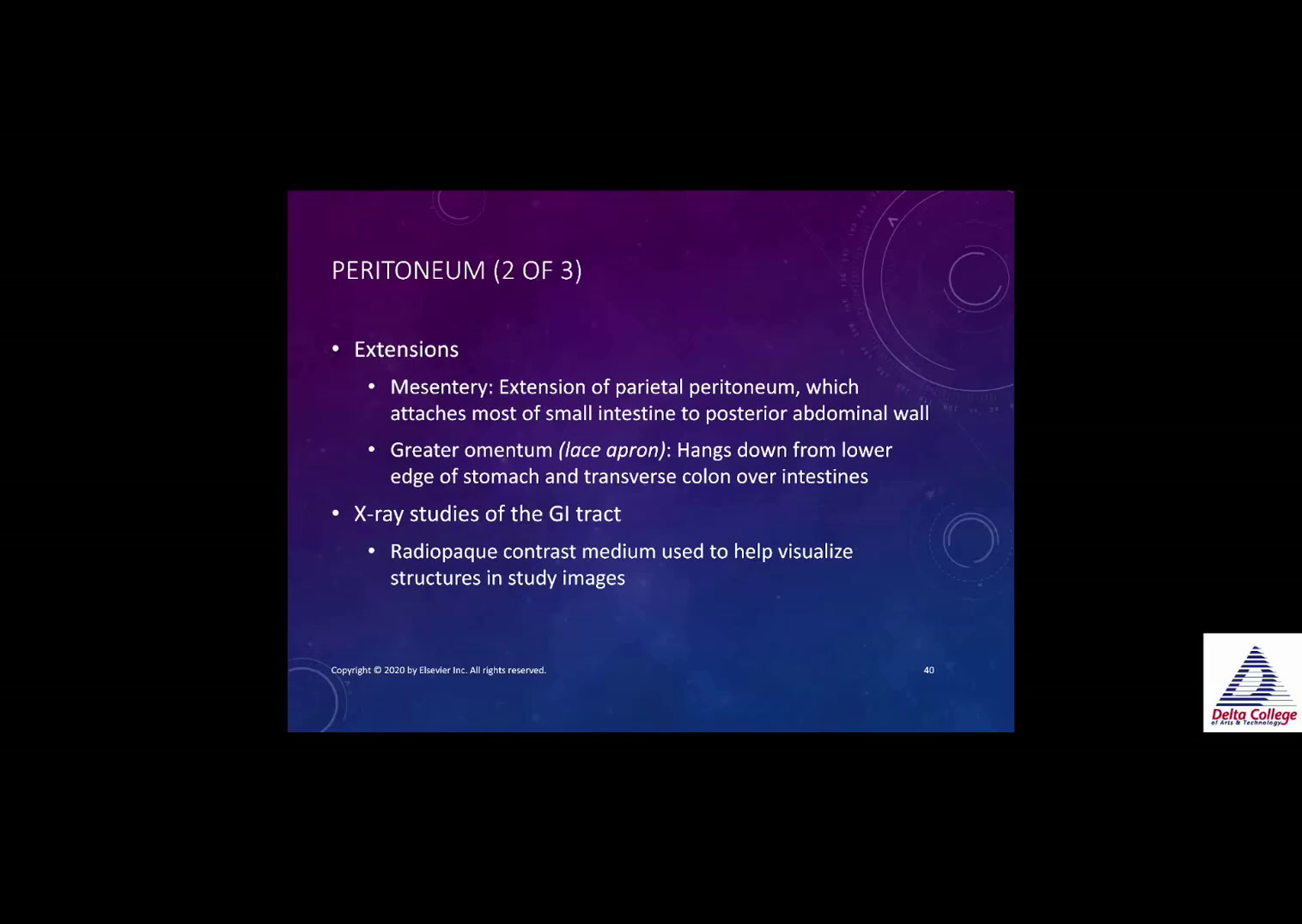Now, there are extensions of the peritoneum. One is the mesentery. This is an extension of parietal peritoneum, which attaches most of the small intestines to the posterior abdominal wall. Then we have something called the greater omentum. This is like a lace apron that hangs down from the lower edge of the stomach and the transverse colon over the intestines.